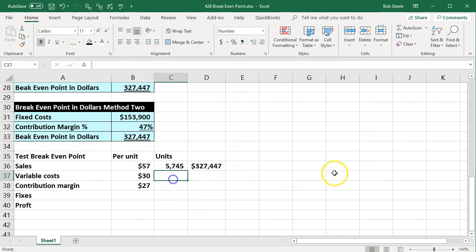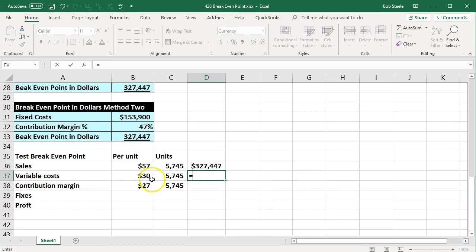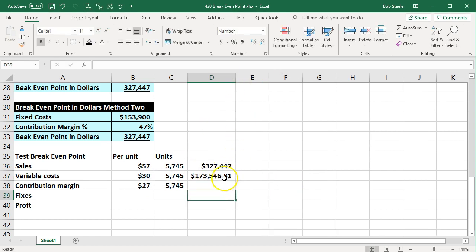All right, and now we're going to do the same thing for the variable costs. Again, the units are the same. That's the point. So we have the units, and we could do this unit multiplication all the way down to the contribution margin. So this one is going to equal the $30 variable cost times the 5745 units. If we widen the cell, then we have this item here. I'm going to remove the pennies, so I'm going to go to the Home tab, Numbers, and remove the pennies. So take it back down to here.